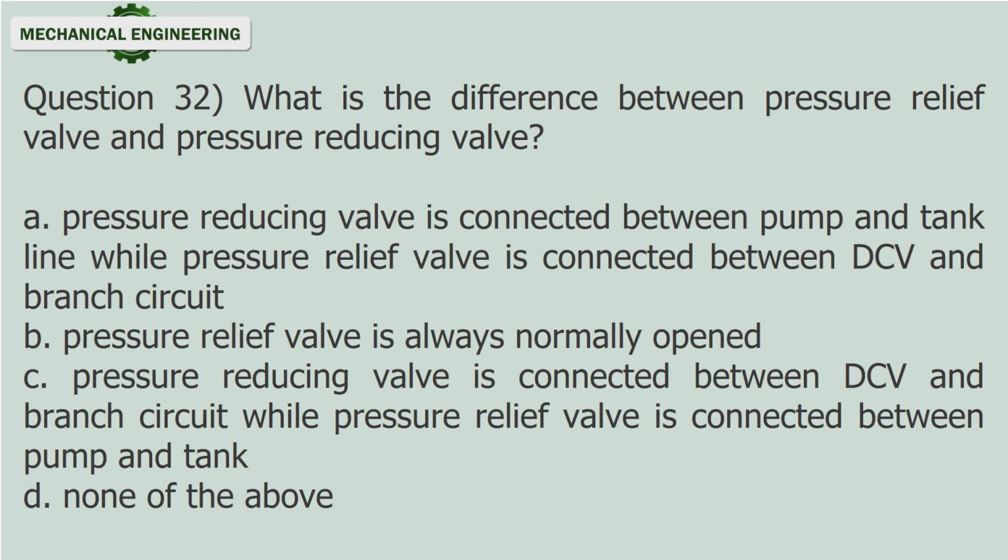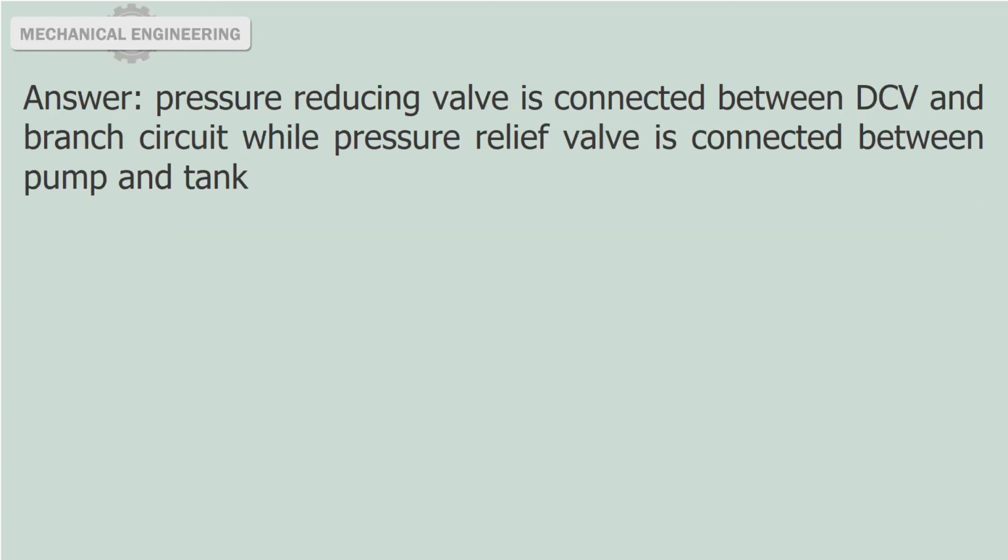Question 32. What is the difference between pressure relief valve and pressure reducing valve? A. Pressure reducing valve is connected between pump and tank line while pressure relief valve is connected between DCV and branch circuit. B. Pressure relief valve is always normally opened. C. Pressure reducing valve is connected between DCV and branch circuit while pressure relief valve is connected between pump and tank. D. None of the above. Answer: pressure reducing valve is connected between DCV and branch circuit while pressure relief valve is connected between pump and tank.